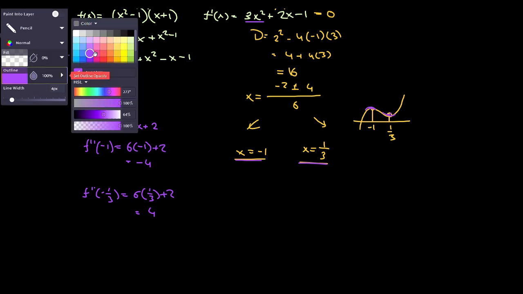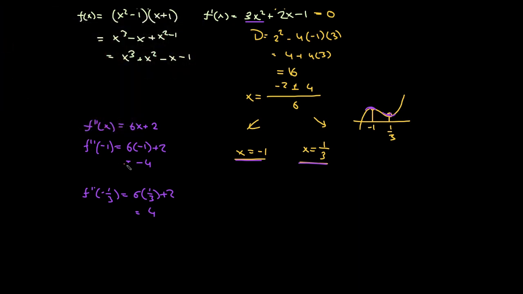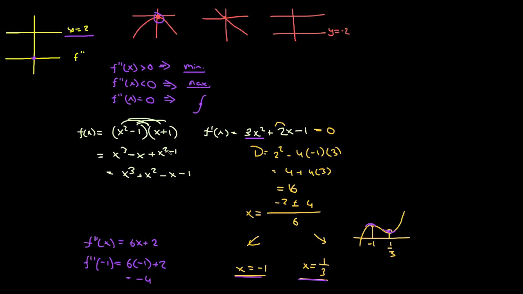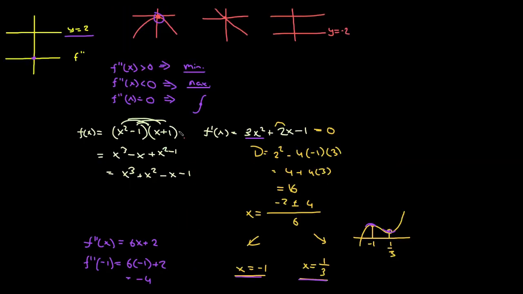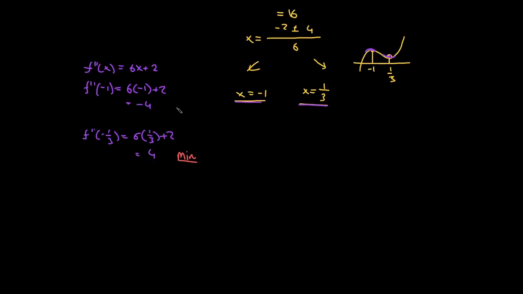Alright, so now we can look quickly up here. We know that if the second derivative is positive, we have a minimum, which we have here, so this is a minimum. And if it's negative, we'll have a maximum, like that. So this one's a maximum, this one's a minimum, and it's actually the way I drew it.